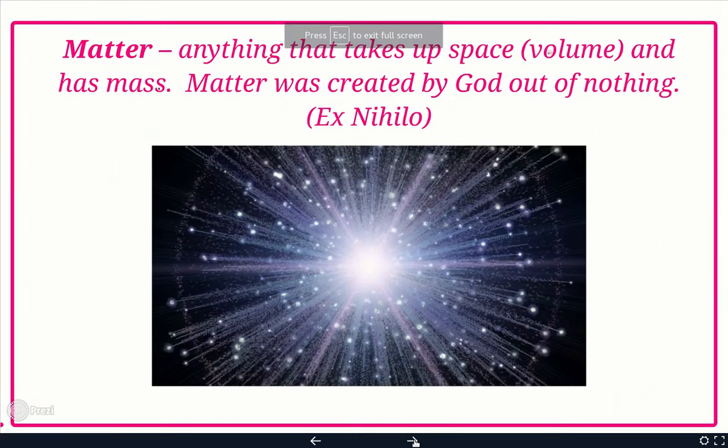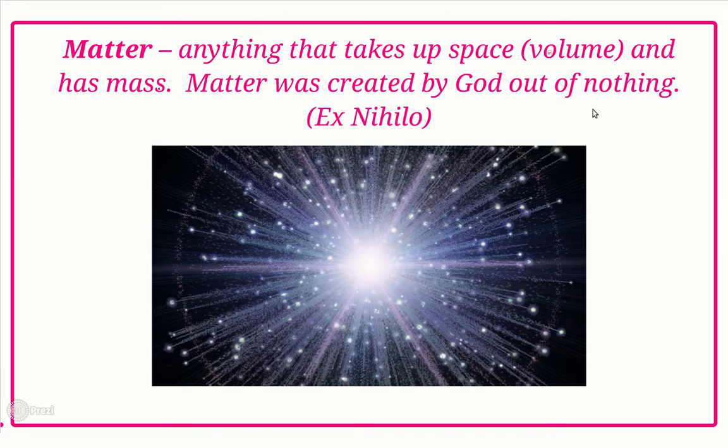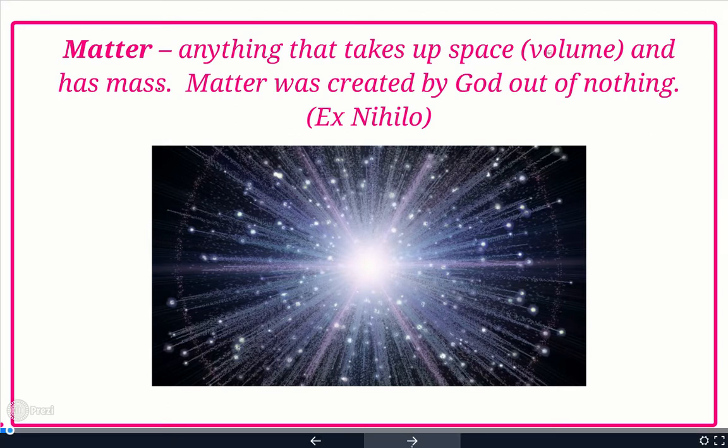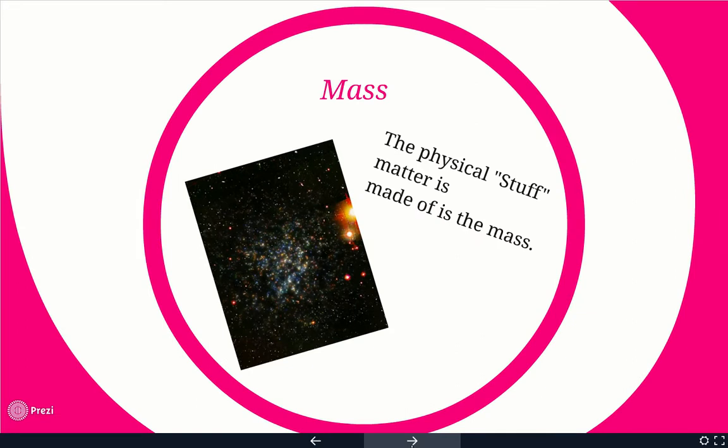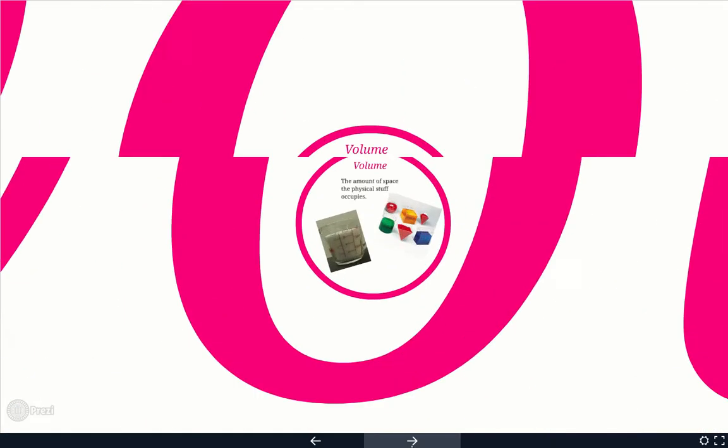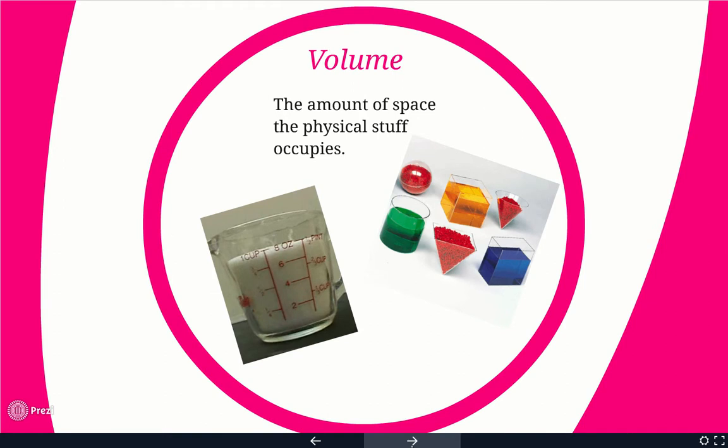So matter is anything that takes up space, that means volume, and has mass. Matter was created by God out of nothing, unlike what Carl Sagan said. Ex nihilo, that means out of nothing. So it has mass, that's the physical stuff that it's made out of. And it has volume, which is the space that it takes up. Like this is 8 ounces of volume, and these all take up different amounts of space.